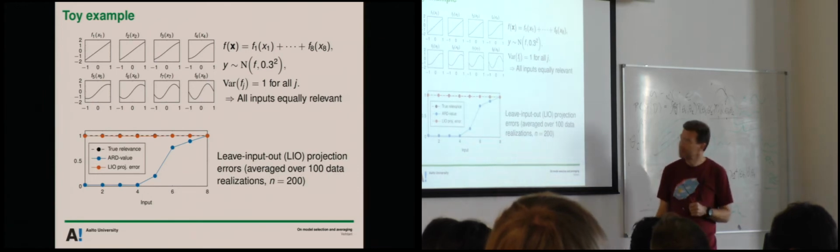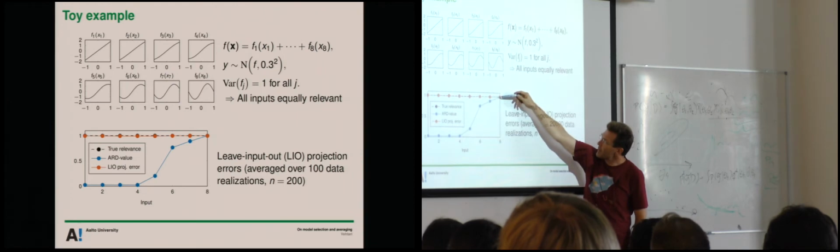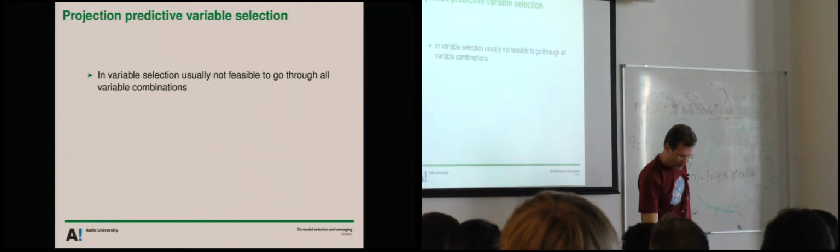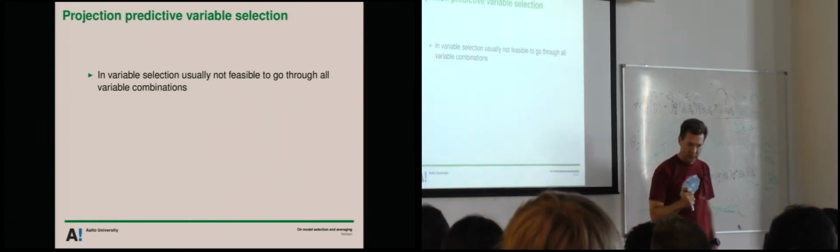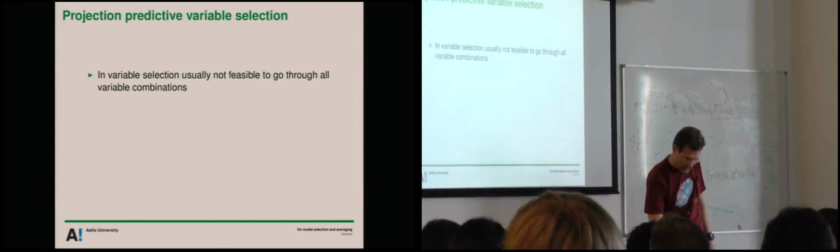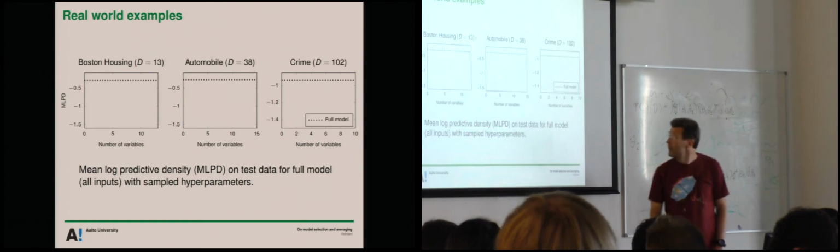And here's what happens when we use the projection prediction. It can predict the relevance of each of these variables just as it should. In variable selection, it's usually not feasible to go through all variable combinations, so we've used forward and backward selections.